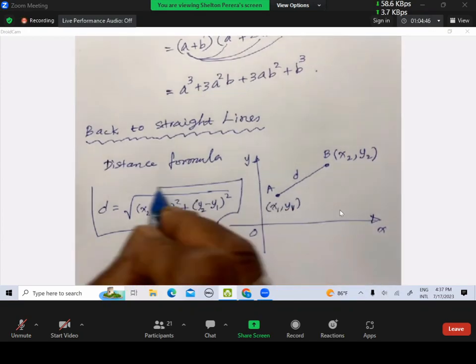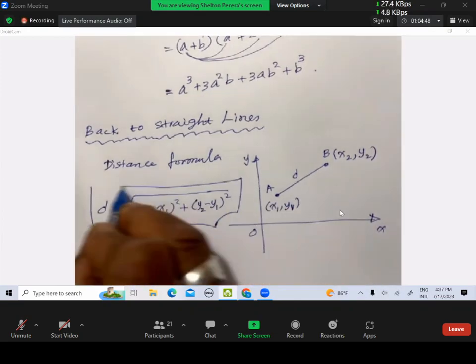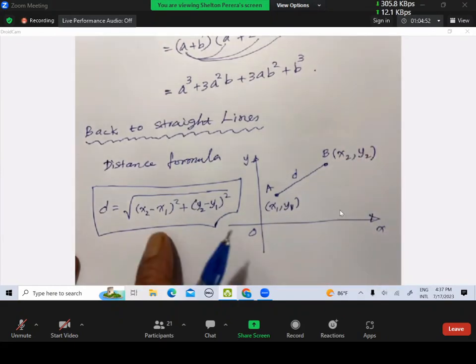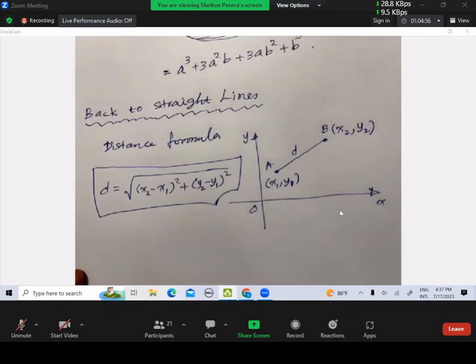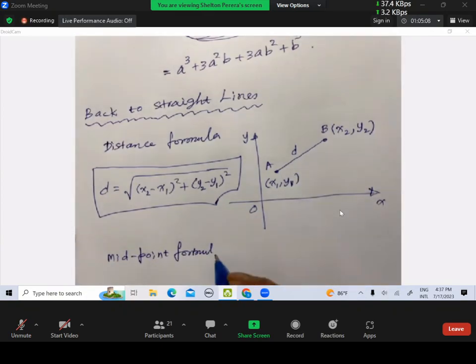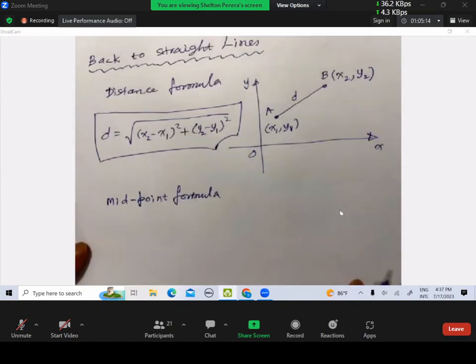Now we did the application also. If you are given numbers for this, you can use this formula and find the distance between them. Then we did the midpoint formula, the formula for the midpoint of a line segment.